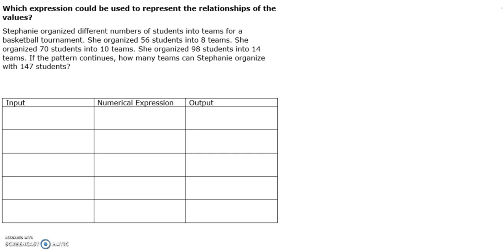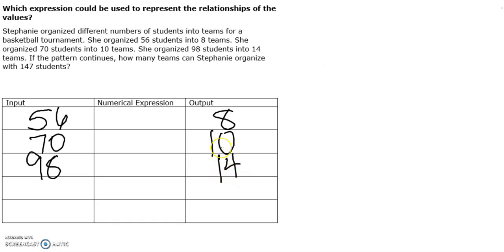So our input would be the number of students that we have participating in the basketball tournament, and the output would be the number of teams we can create with those students. So when she had 56 students, she could create 8 teams. When she had 70 students, she could create 10 teams. When she had 98 students, she organized 14 teams. So if she was given 147 students, how many teams could she create?